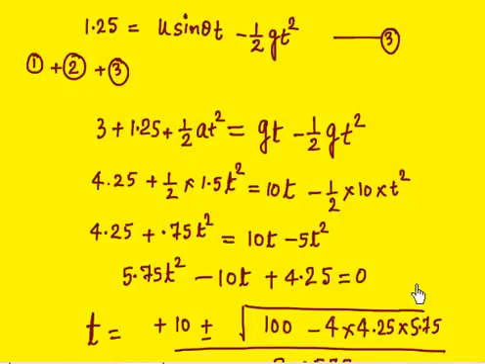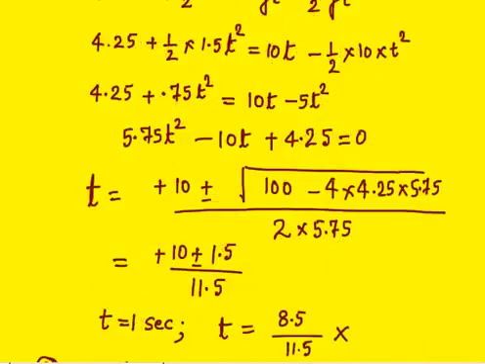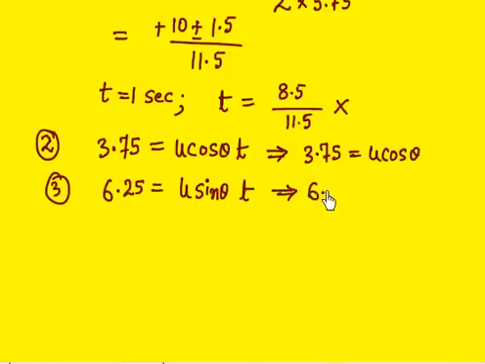So 6.25 equals u sin theta into t. Oh, t is also known, t is 1 basically. So now I simply have 3.75 equals u cos theta, and 6.25 equals u sin theta.